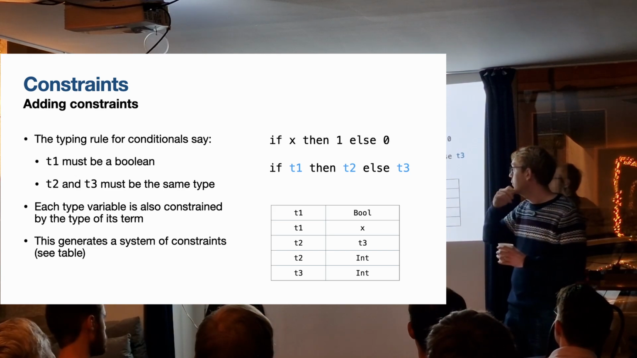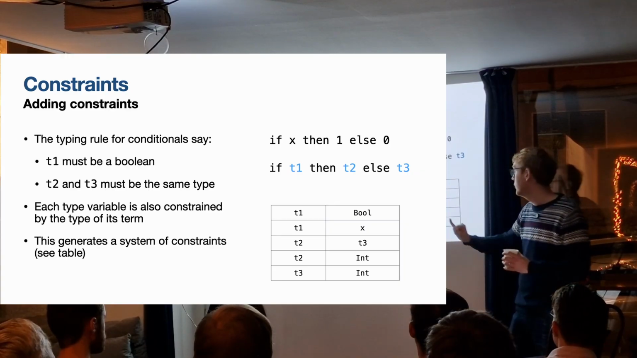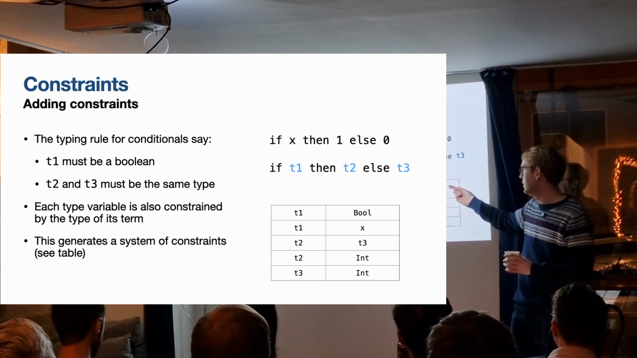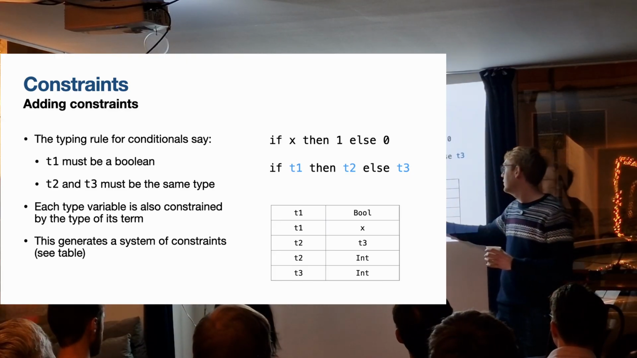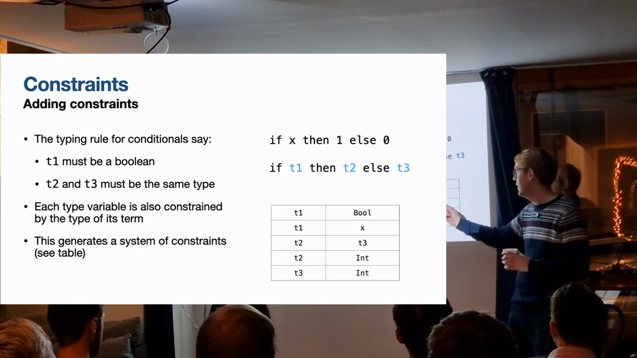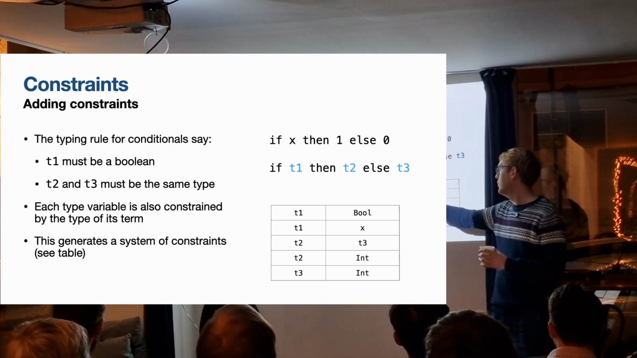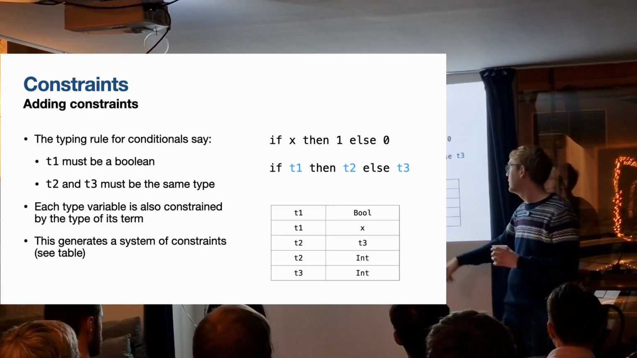And then, okay, so that's one set of rules that we have to impose. And I've written this out here: T1 must be a bool. That's the first one. And then T2 must be the same as T3. So you can read this as equals: T1 must equal bool, T2 must equal T3.